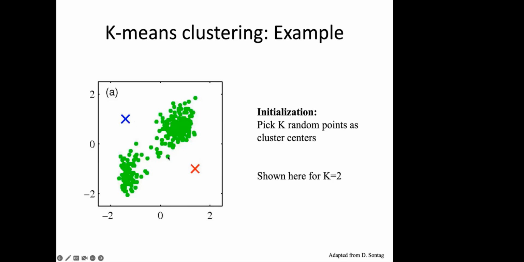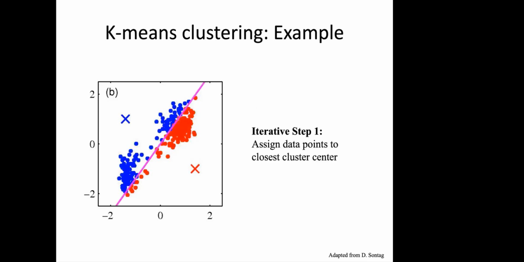And if I take another point, say this one, I measure the distance between this and that, this and that. The red one is the closest, so I assign this point to the red cluster. So imagine I do this for all the points in the data set. Eventually, you get a partition, which is this one. So these are all the points that are closer to the blue cluster center, and these are all the points that are closer to the red cluster center. And this is a partition.